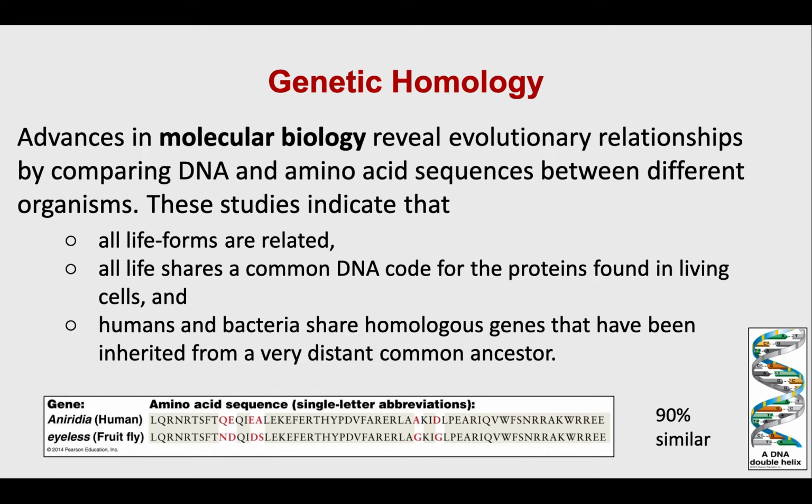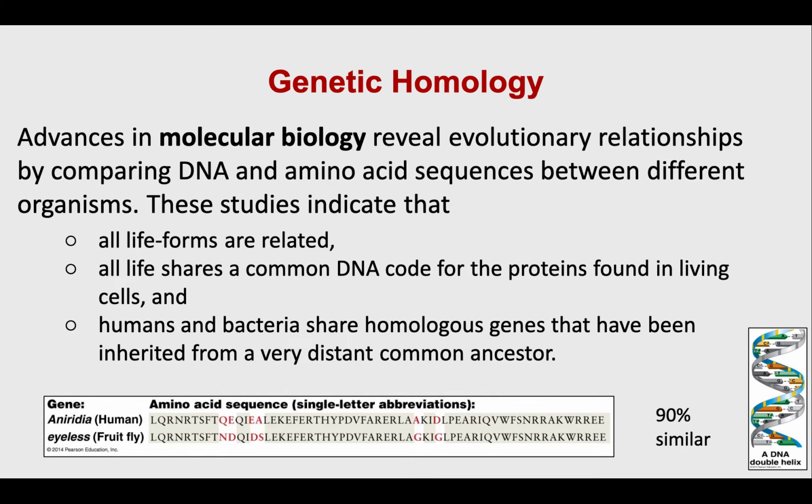But we can compare DNA and amino acid sequence between different organisms. All right, and what we are seeing is that all life forms are related. Right, we all have DNA, and we're all encoding for these proteins. The DNA code for proteins found in living cells can be very similar between different species. All right, even humans and bacteria.